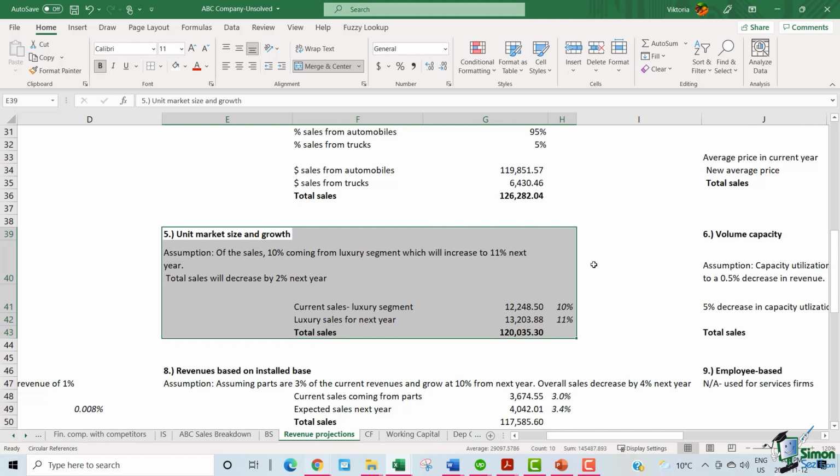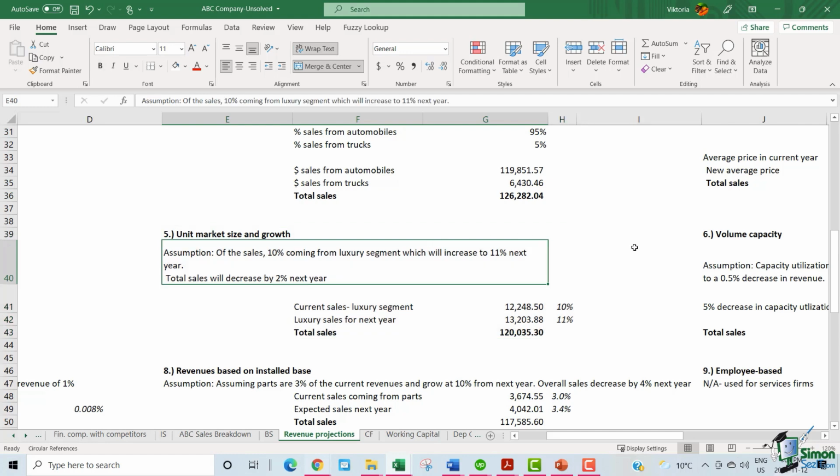Then we have the unit market size and growth approach. This is more detailed than the preceding case and is useful when pricing in the market is a crucial variable. This will be useful for a company with a price discounted strategy, for example, or a best of breed premium priced niche player, such as the luxury car market. Let's apply this approach to ABC. Our assumption is that of the sales, 10% is coming from the luxury segment, which will increase to 11% next year. However, the total sales will decrease by 2% next year.